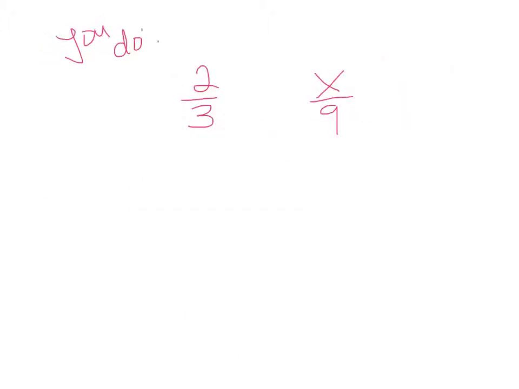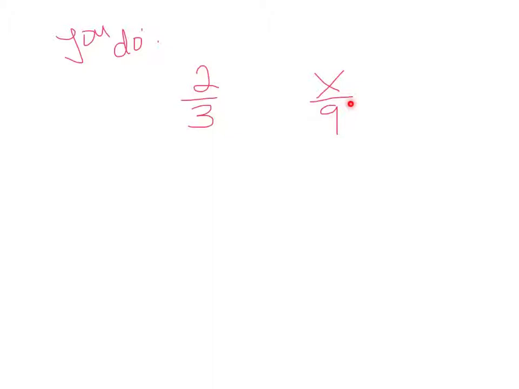How about if you try it? Let's have you try it. So what number would x need to be in order for these two ratios, the 2 to 3 ratio and this ratio, x to 9, to be in proportion to each other? Go ahead and pause the video, solve it, and push play when you have an answer.